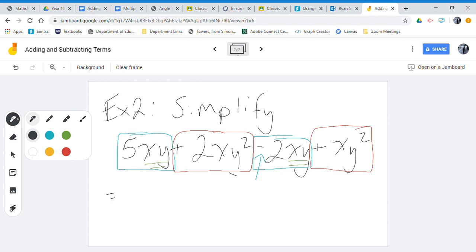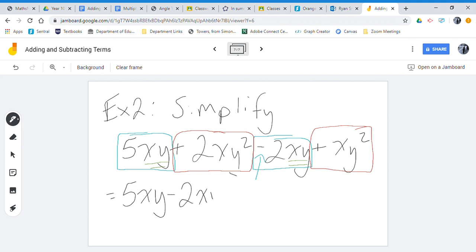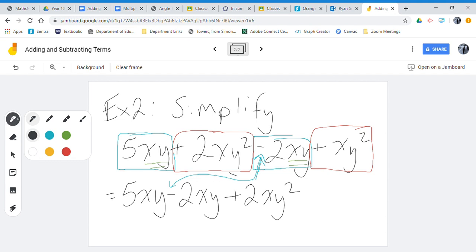The next thing I'm going to do is rewrite it so my like terms are all together. So I'm going to write 5xy minus 2xy. Notice the minus from before has been written right there. That minus, that's where I got it from. Plus 2xy squared. Again, I got that positive sign from right here because it's with that positive 2xy squared, plus xy squared. Now that I've rearranged, I'm ready to do my work.